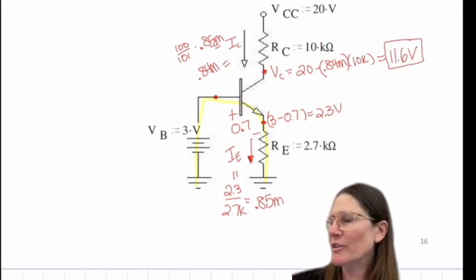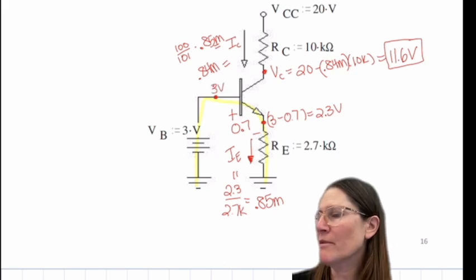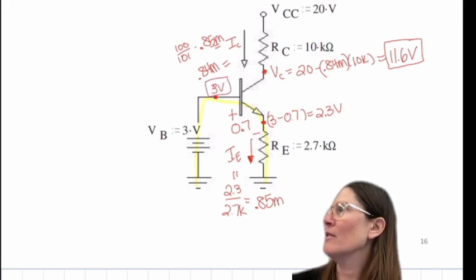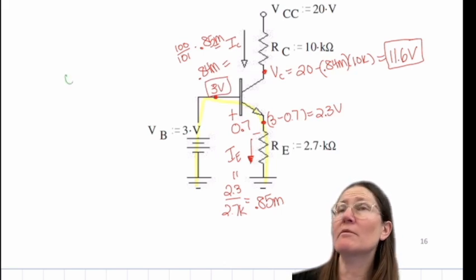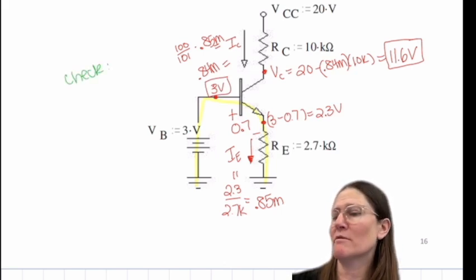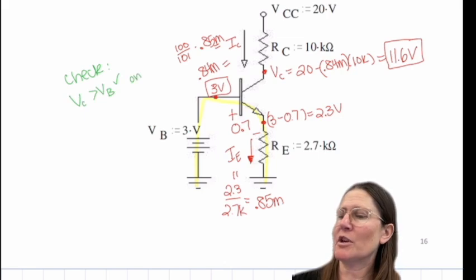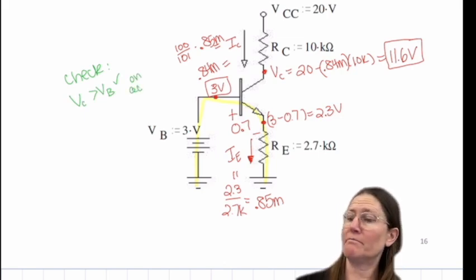So is this active and on? Yes. Why? Correct. VC is greater than VB, so therefore it is on and active.